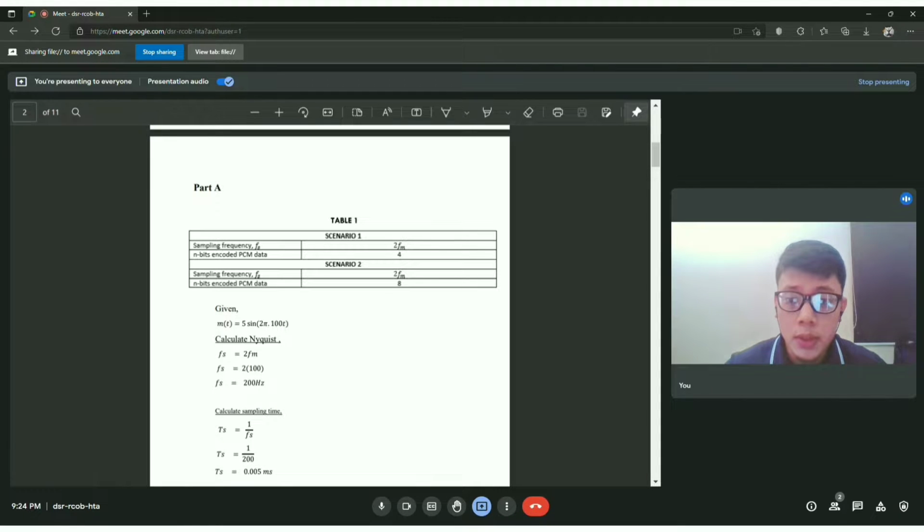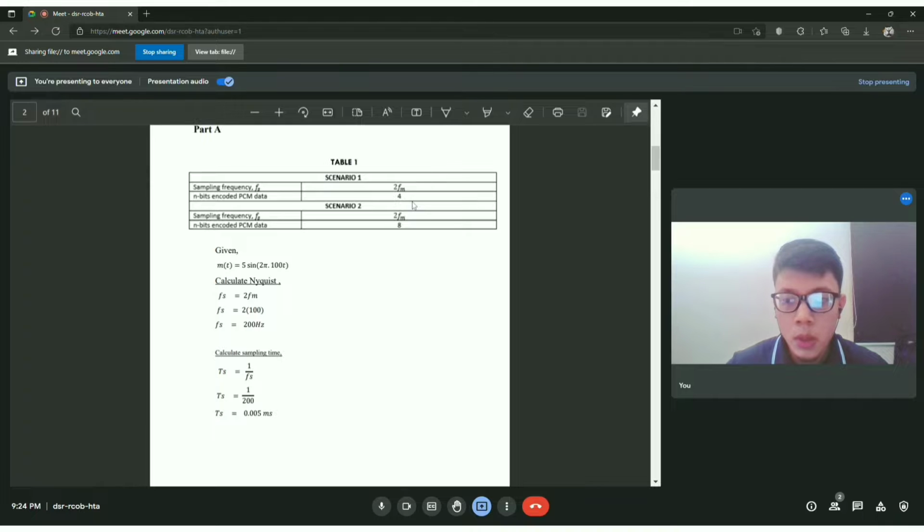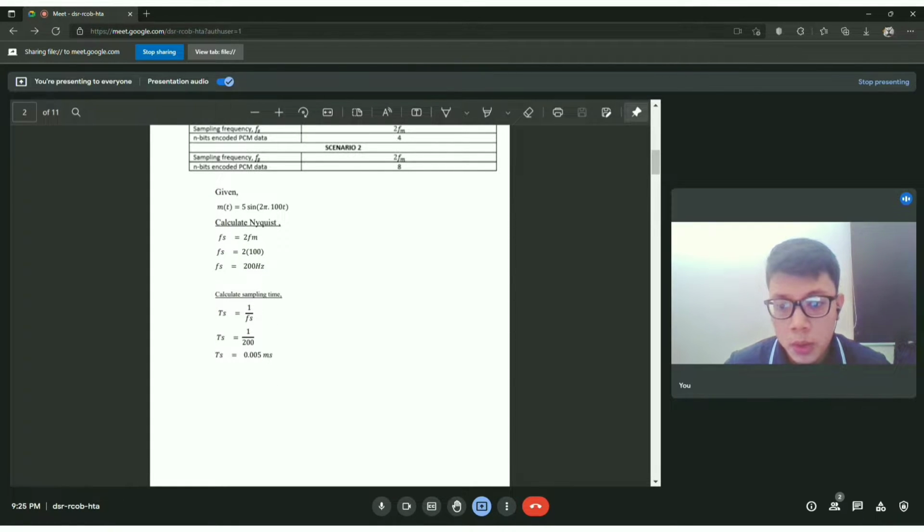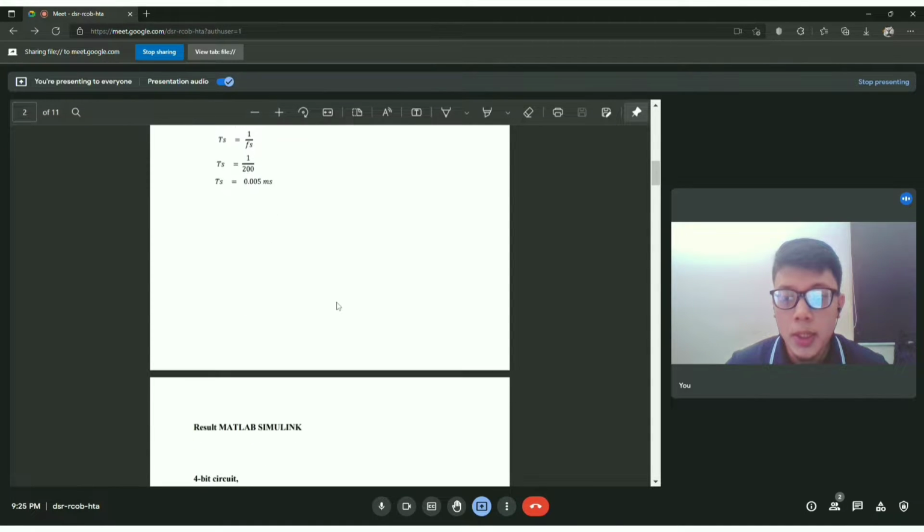Okay, for my part, I will present part A, where the sampling frequency is equal to 2 fm. There are two scenarios: the first scenario is 4 bits and the second scenario is 8 bits. The given signal is sin(2π × 100t), so the frequency is 100 Hz. Because fs equals 2 fm, 2 times 100 equals 200 Hz. For the sampling time, Ts equals 1 divided by fs, so 1 divided by 200 equals 0.005 seconds.